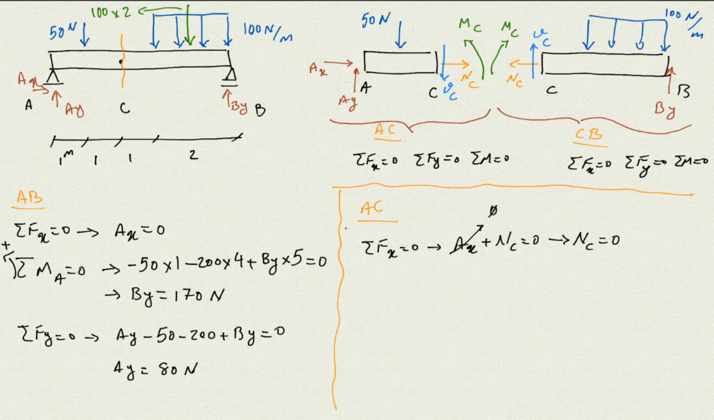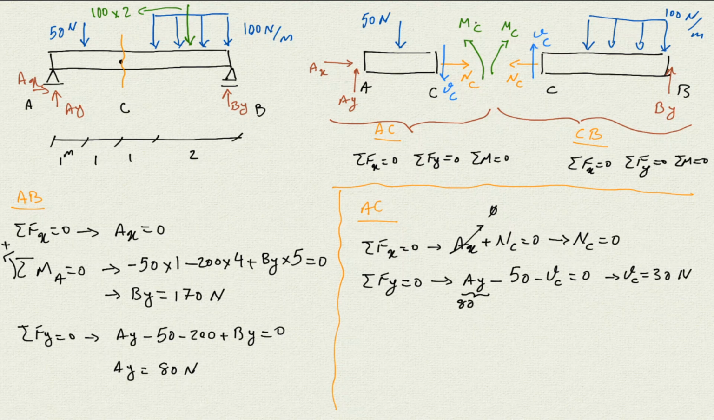Also I can go ahead and write sigma Fy = 0. If you look at this section, I have Ay in the positive direction, negative 50, and then negative VC is 0. And Ay, I already know from before, is 80. If I substitute that in, VC comes out at 30 Newton, positive.